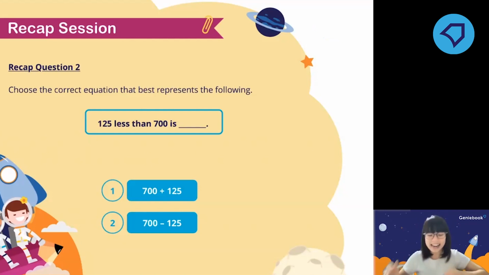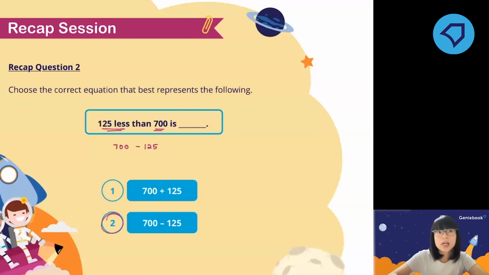So well done, guys. So again, 700 is the base, and we are talking about 125 less than 700. So we need to minus 125 from 700. So the answer would be option number 2.